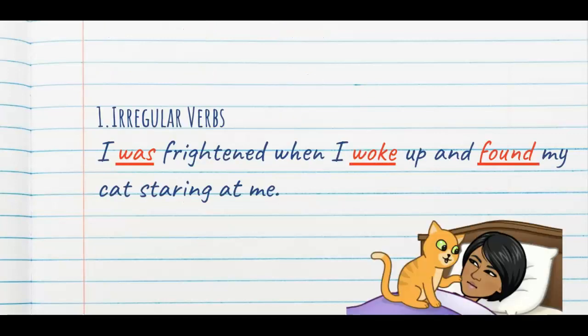So here we have irregular verbs. If you read my sentence, you can see 3 irregular verbs in this sentence. I was frightened when I woke up and found my cat staring at me. Was, woke, and found are all examples of irregular verbs.